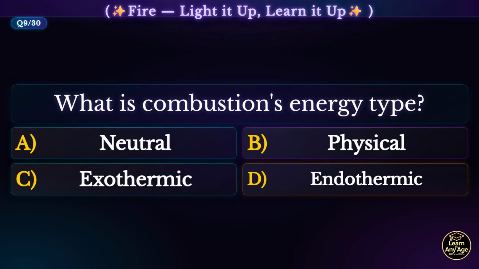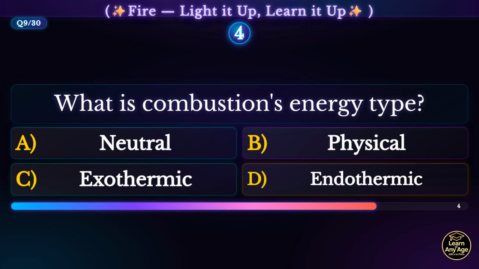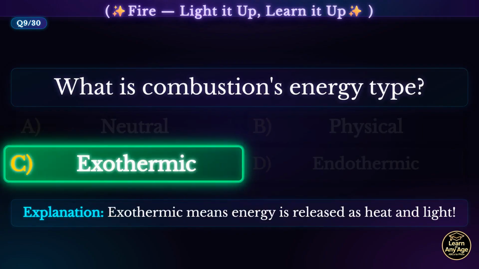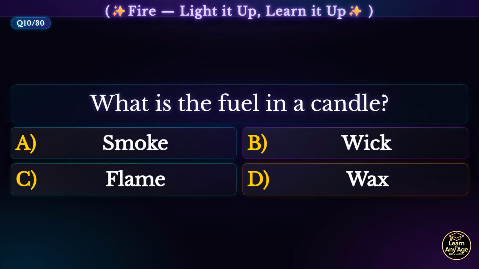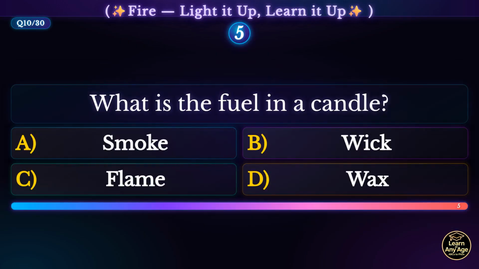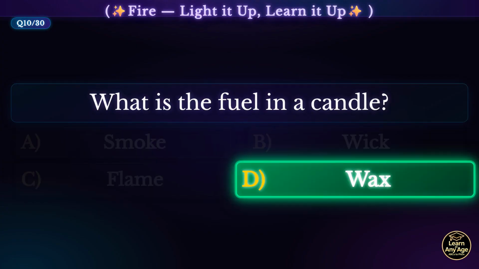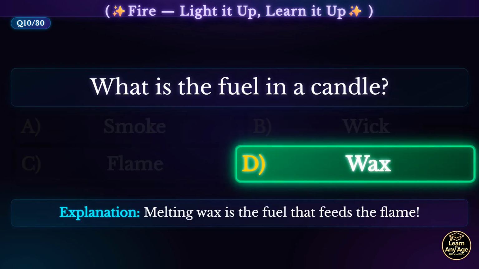What is combustion's energy type? Exothermic. Exothermic means energy is released as heat and light. What is the fuel in a candle? Wax. Melting wax is the fuel that feeds the flame.